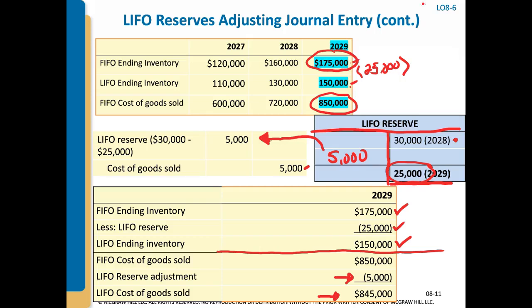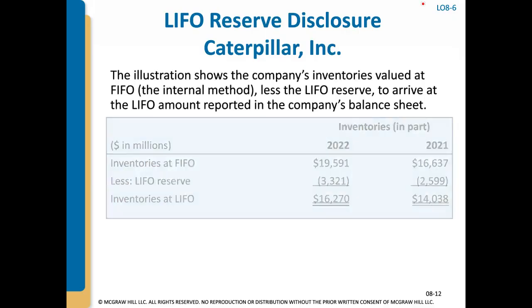So you would show this reconciliation in a note to the financials as part of a disclosure. And then on the face of your financial statements, you would have this. You would have the LIFO ending inventory and the LIFO cost of goods sold. That's what the reader of the financial statements would see directly on the actual financial statement.